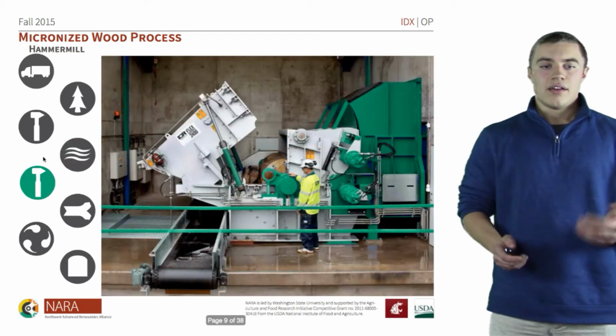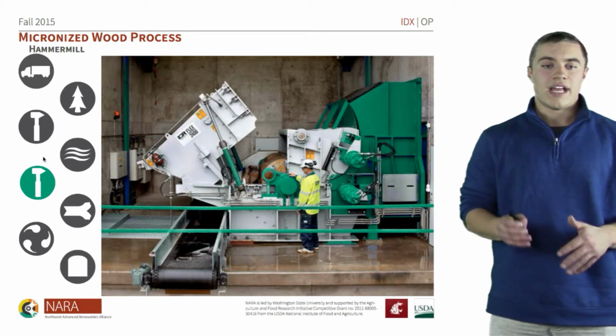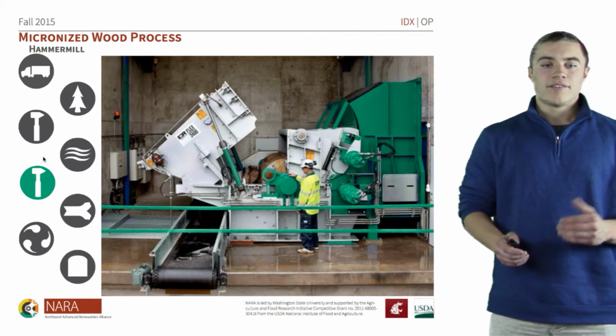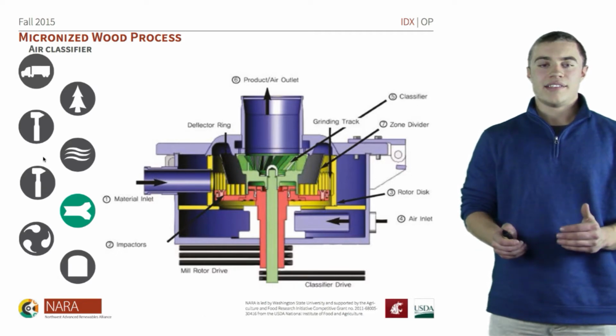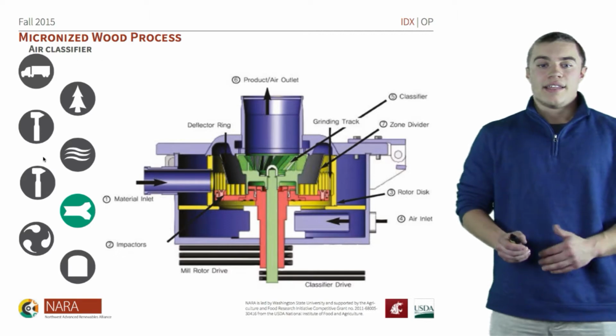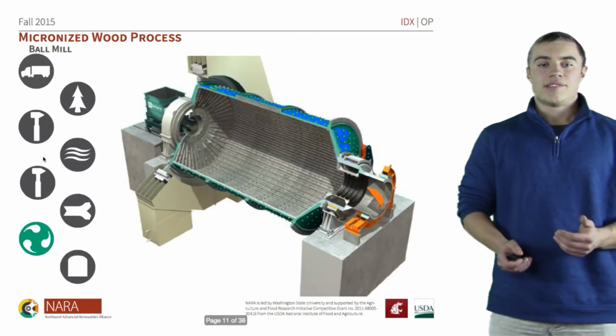And then again we will have another hammer mill. This one will be dry wood, so it'll have smaller screens and smaller hammers to break up the wood just a little bit more. After this step, it is fed into an air classifier mill, where the fine grinding sort of begins. And then it's fed to a ball mill.